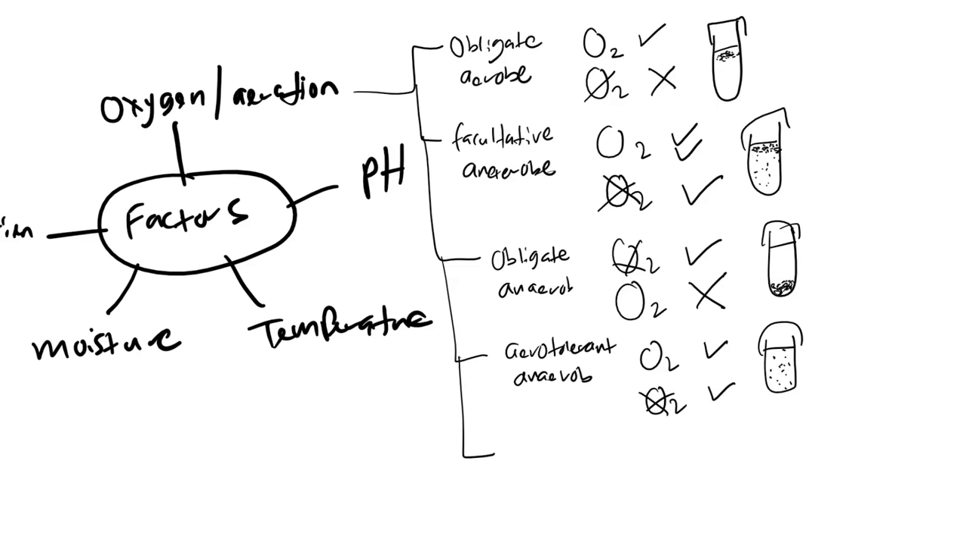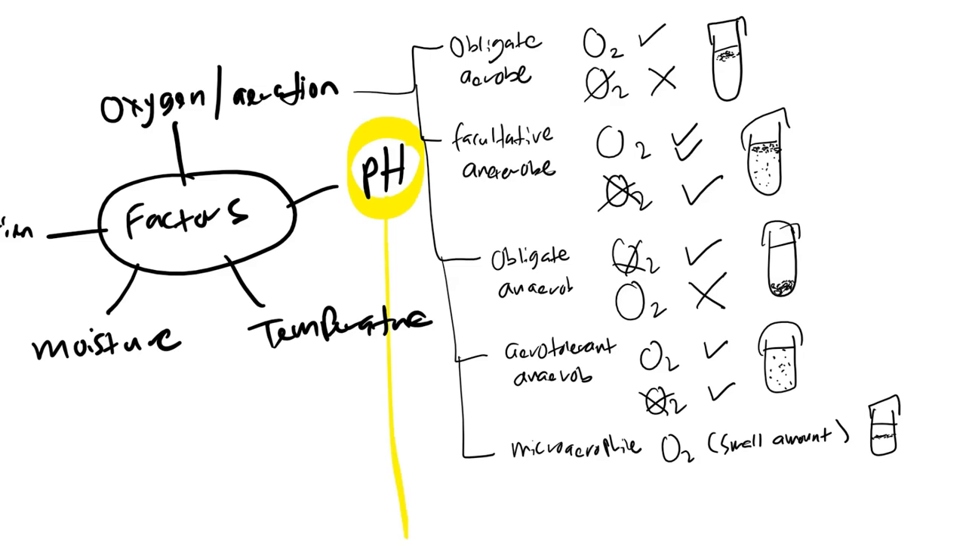Lastly, microaerophile. Microaerophiles are the bacteria that grow best in the presence of a small amount of oxygen, where the oxygen level is not too high. As in the diagram, they are distributed in the middle where the oxygen level is not too high.